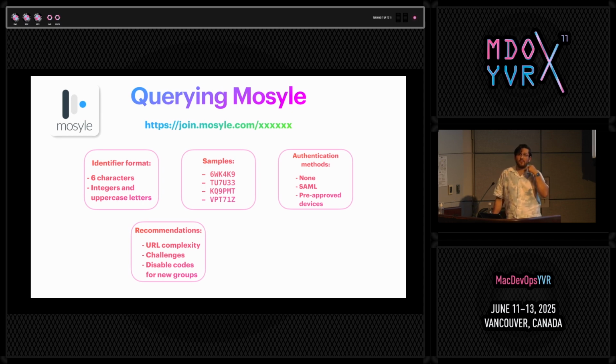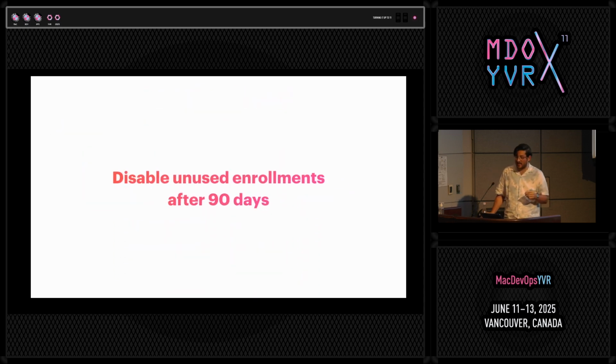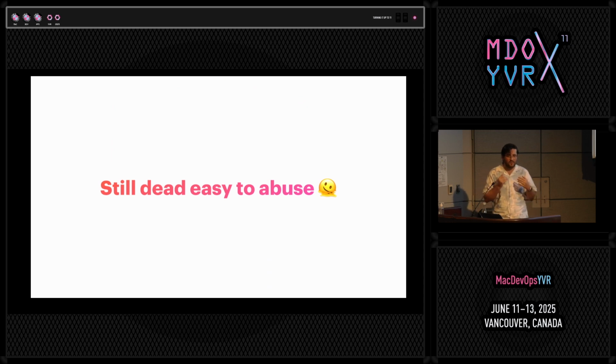However, something that really terrified us with Mosyle is that every single device group you created had codes generated. So even if someone didn't realize they had enrollment channels open, if you had like 20 device groups, you had 20 enrollment channels that everyone was open to if you had enrollments enabled for one. We notified them in September of 2024, and their solution mostly was to disable unused enrollments after 90 days. This isn't horrible, but the problem is it's still dead easy to abuse. If you have used your enrollments in the past 90 days, well, all your device groups still have enrollment codes.